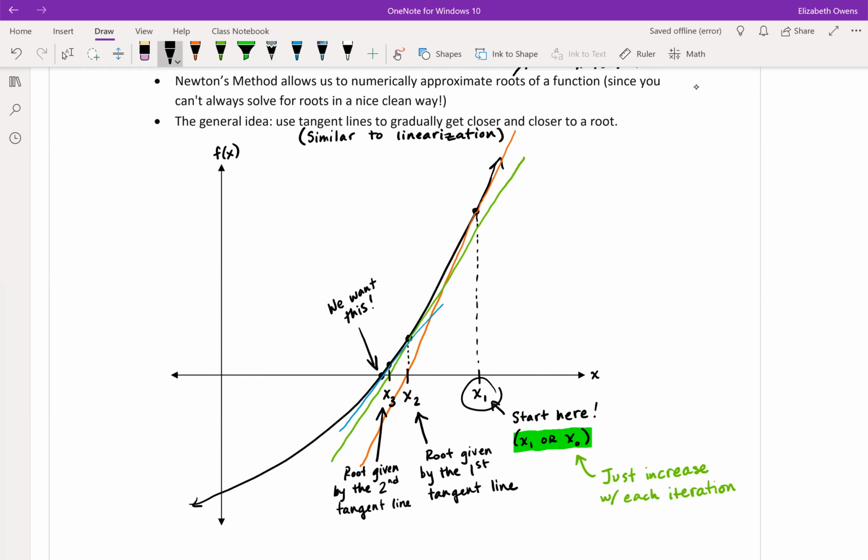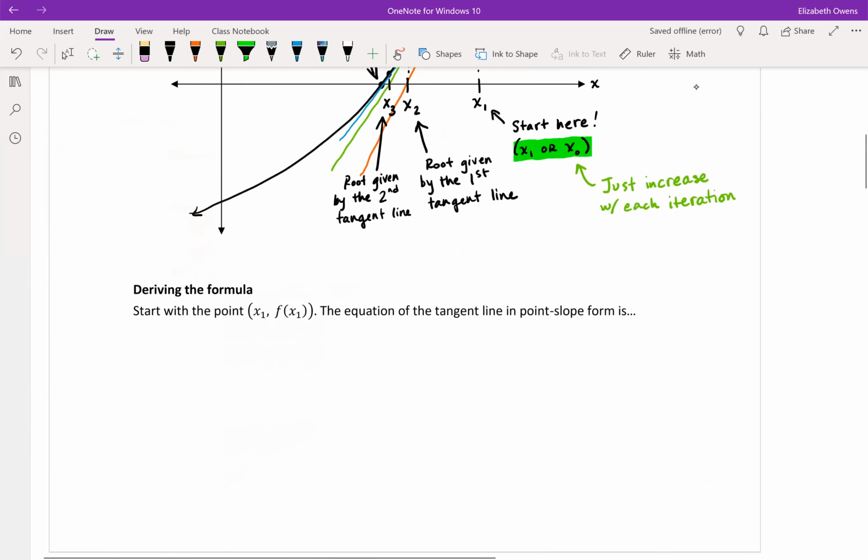So if you're starting with x sub 1, you use that to make a tangent line to the function. And then you use that tangent line to find its root, x2 here. And x2 is going to be closer, if the method is working ideally, to the root that you actually want. Then you use x2 to find a tangent line. Its root is x3. That gets you closer. And then you proceed as necessary.